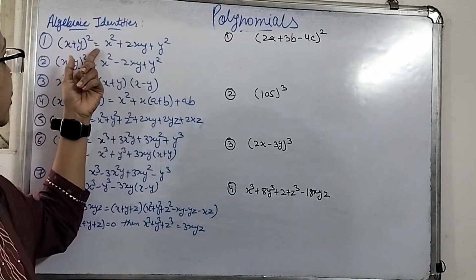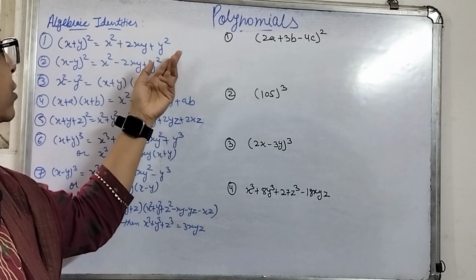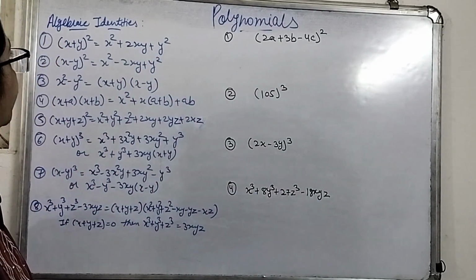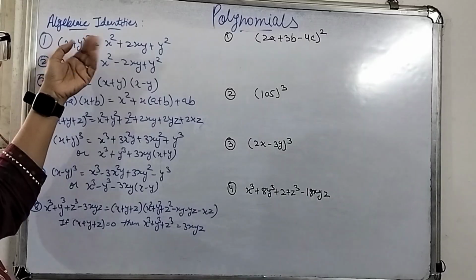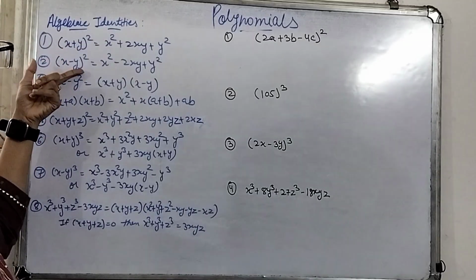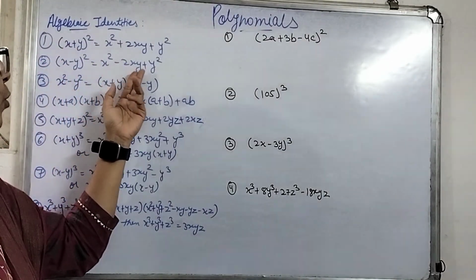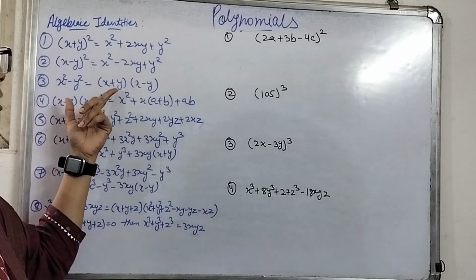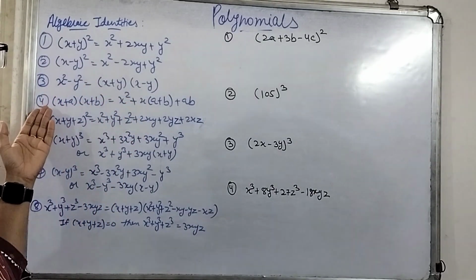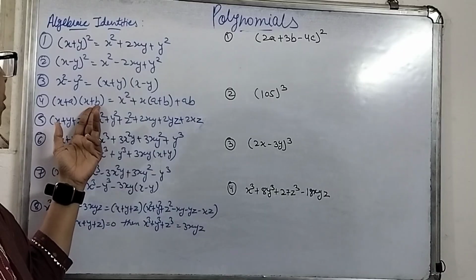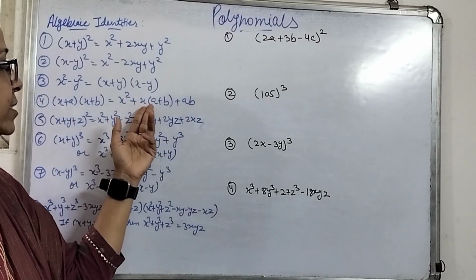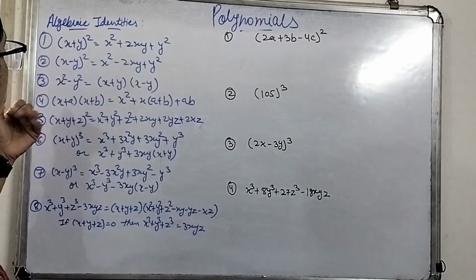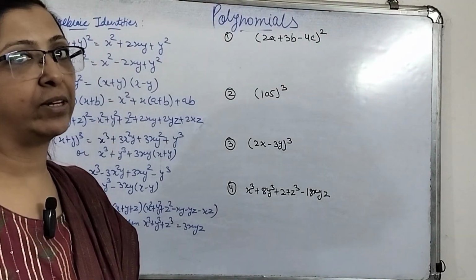x plus y whole square is equivalent to x square plus 2xy plus y square. A few of these identities we have already learned in our previous classes. This we have already learned. Now x minus y whole square is x square minus 2xy plus y square. Third is x square minus y square is x plus y times x minus y. Fourth is x plus a multiplied by x plus b is equivalent to x square plus x times the bracket a plus b, plus ab. These four identities we have already learned in our previous classes.